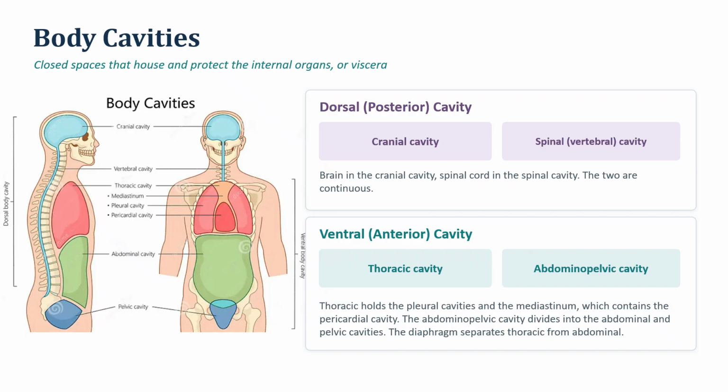Below the diaphragm is the abdominopelvic cavity, which we subdivide into the abdominal cavity, containing the stomach, intestines, liver, gallbladder, pancreas, spleen, and kidneys, and the pelvic cavity, containing the urinary bladder, part of the large intestine, and the internal reproductive organs. Notice there is no physical wall between the abdominal and pelvic cavities. The division is by location, not by an actual membrane. This is why we describe it as one continuous abdominopelvic cavity.